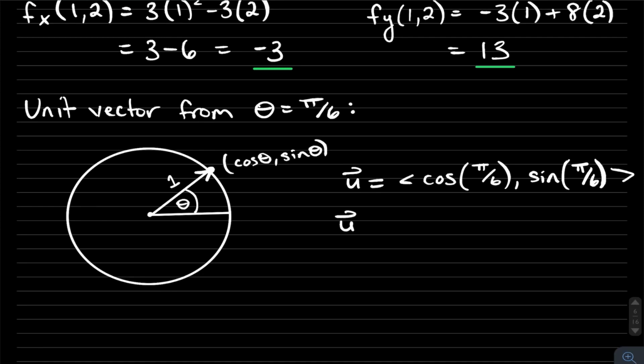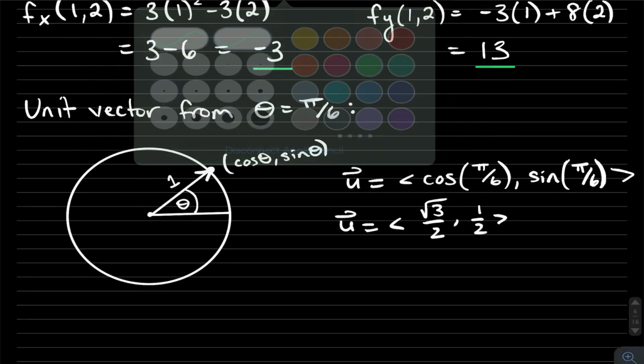And so we get that cosine of pi over 6, that is cosine of 30, which is square root of 3 over 2. And sine of pi over 6, sine of 30, is 1/2. Okay, and then that is our unit vector that we're going to be plugging into this equation.